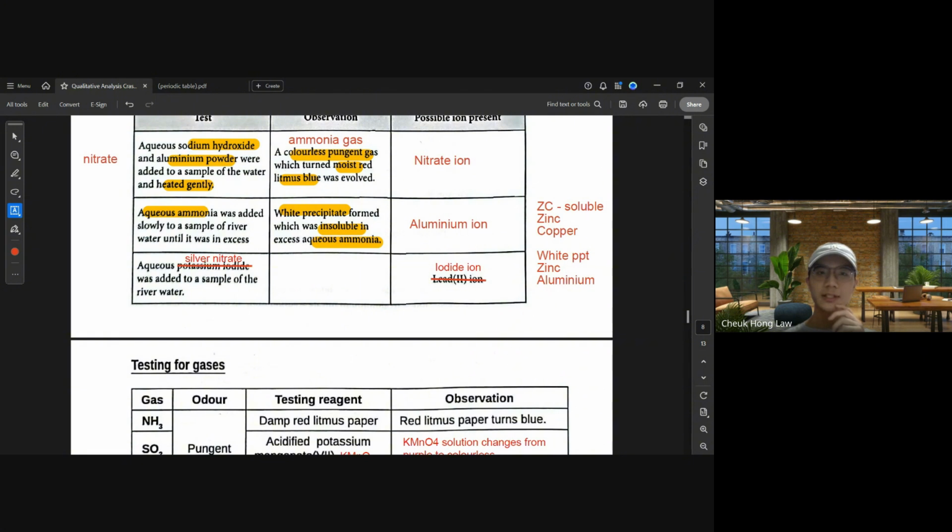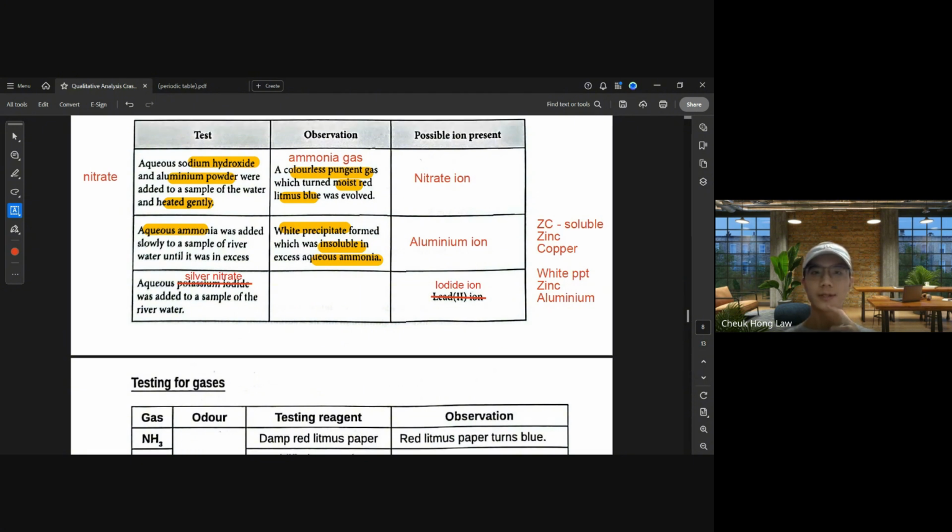Then finally, aqueous silver nitrate was added to a sample of river water. And what is the observation? So we know the possible ion present is iodide ion. So if there's iodide ion, this means that silver iodide is formed. You add aqueous silver nitrate, silver iodide is formed. What is the color of silver iodide? It's a yellow precipitate. So your observation is yellow precipitate formed.